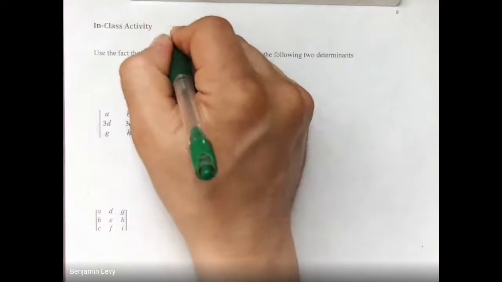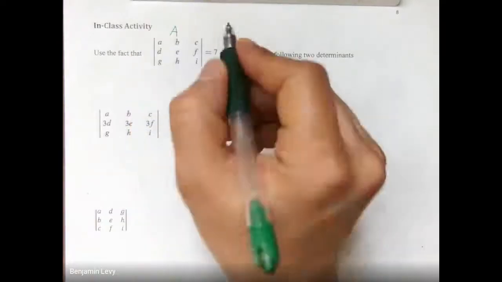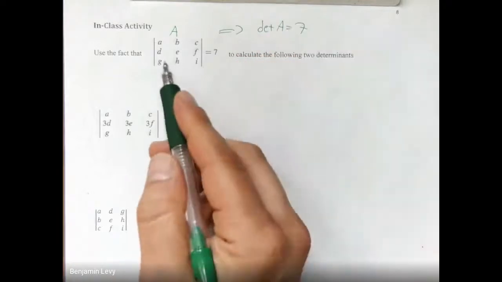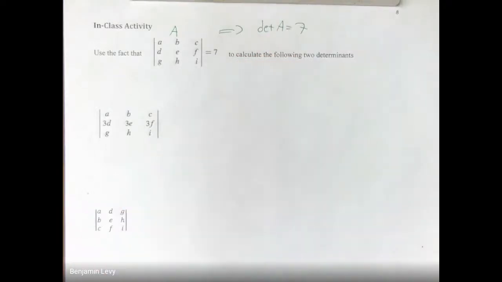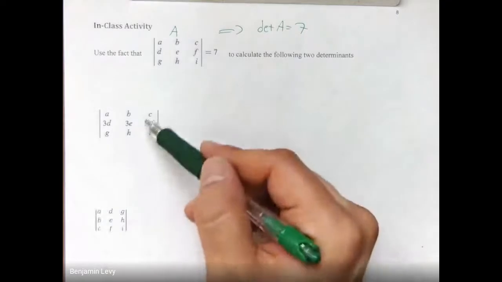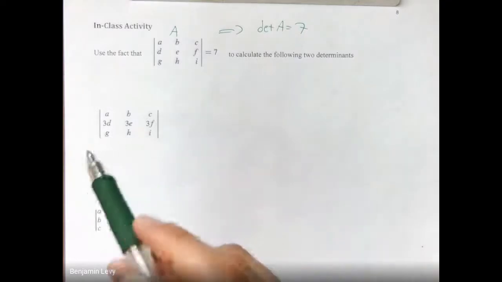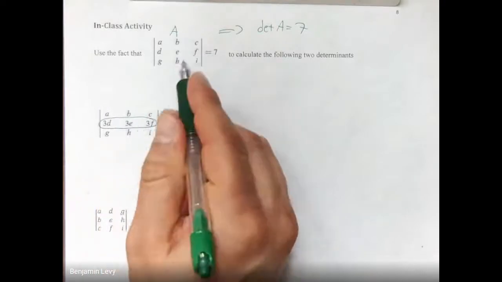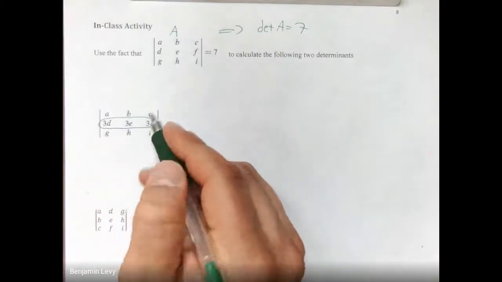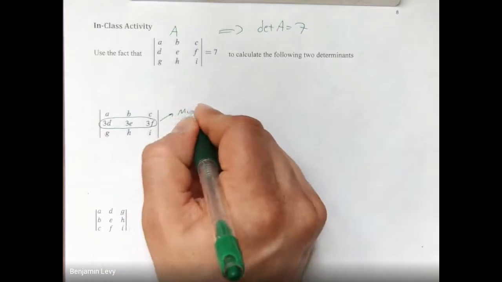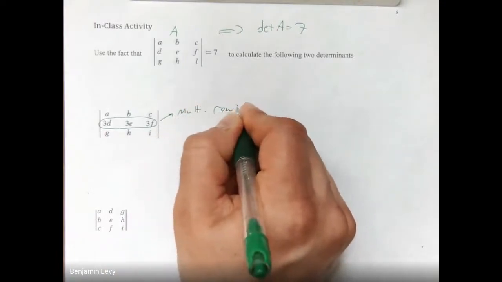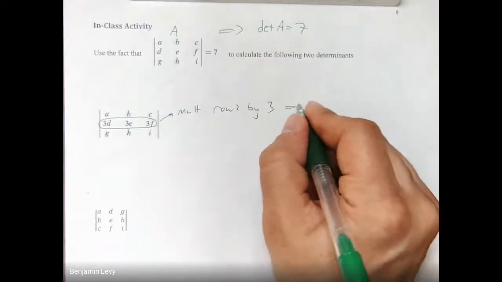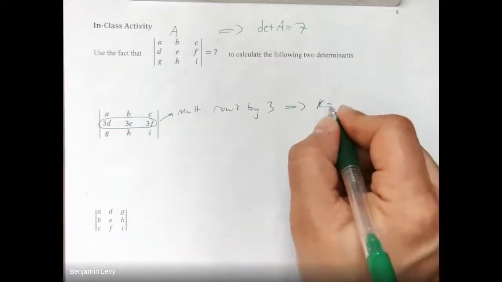So let's call this matrix A. What we're being told here is that the determinant of A is 7. Right? That's what this is saying. And so using that information, we can calculate these two determinants. This matrix is the same as that one, except this row has been multiplied by 3. And so we multiplied row 2 by 3 to get this matrix. And so looking at the definition on the first page, K is 3.